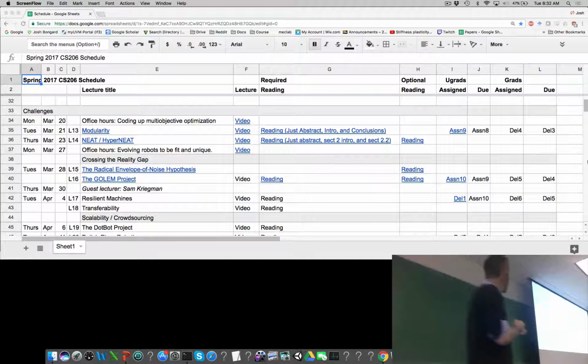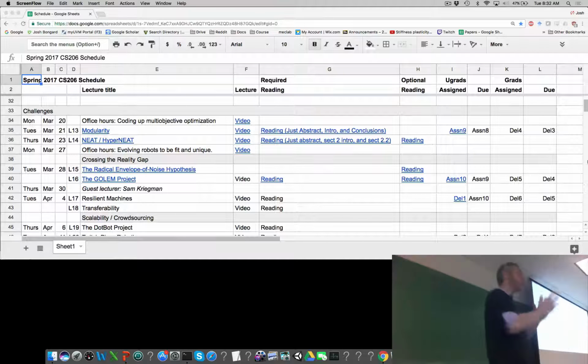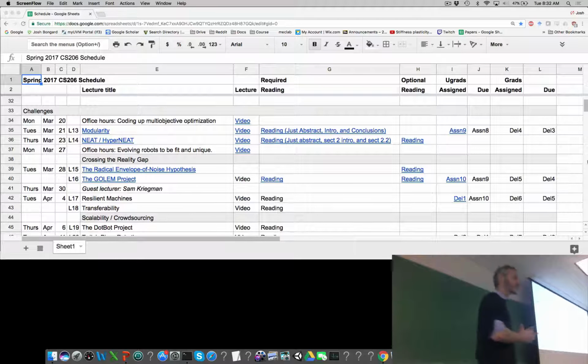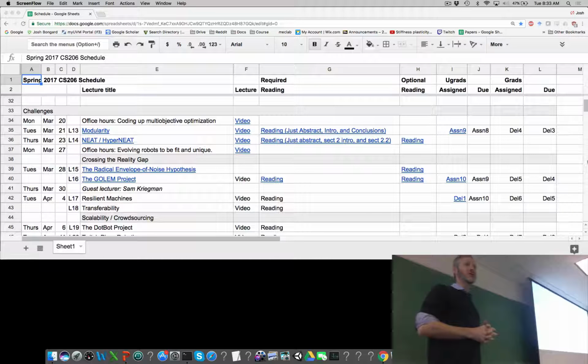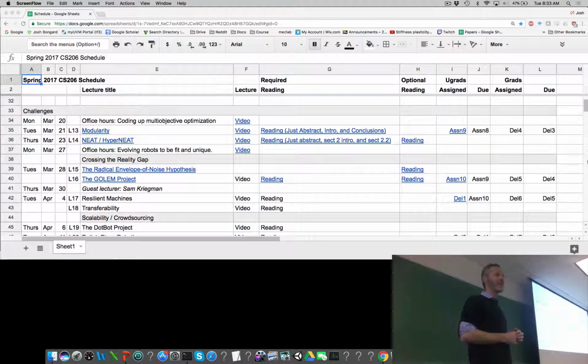Okay, so we're working our way through this section on open challenges in the field of evolutionary robotics. We looked at modularity, and again, there's no good answer to this yet, but there are attempts to try and allow evolution to evolve robots that can themselves break down their challenges into bite-sized chunks. We almost finished lecture 14 last time, where we were looking at two different algorithms, NEAT and HyperNEAT.